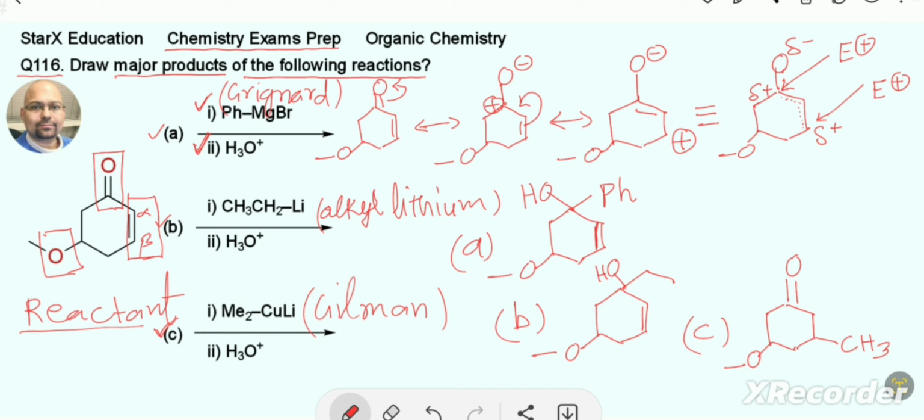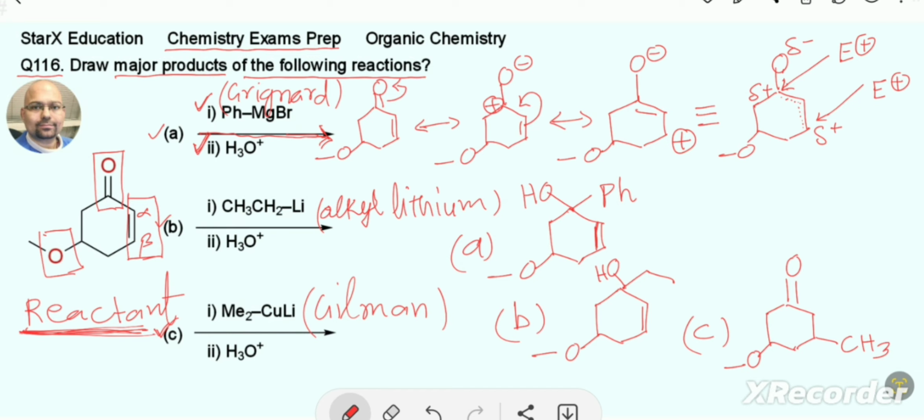So to summarize, to answer these questions, we need to see the nature of our starting compound and the nature of our reagents. Reagents are usually supplied, written on top or bottom of the reaction arrow, and on the left-hand side we have our reactants. They are also known as the starting materials.